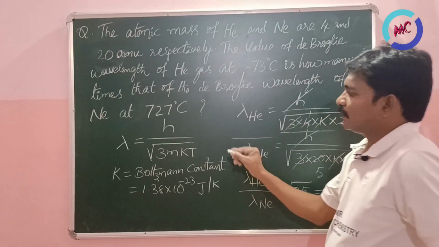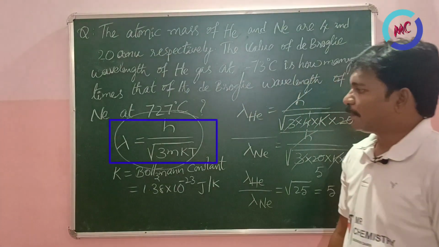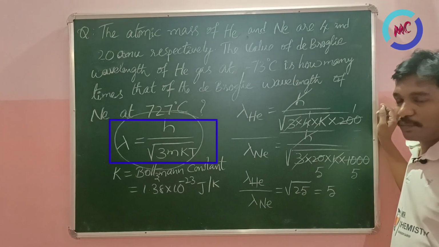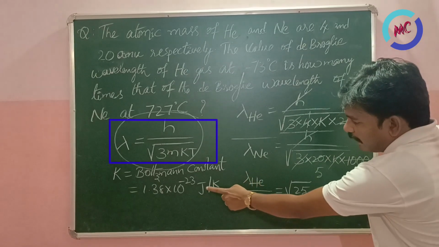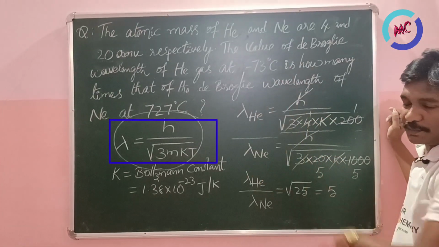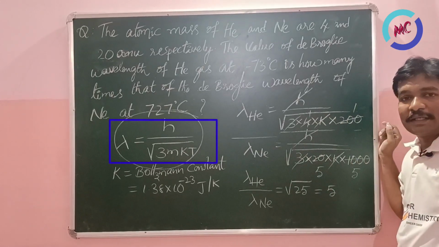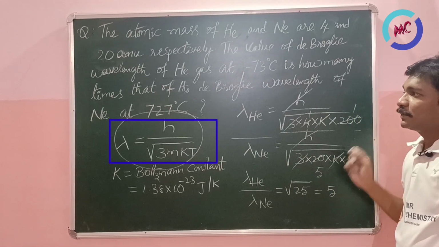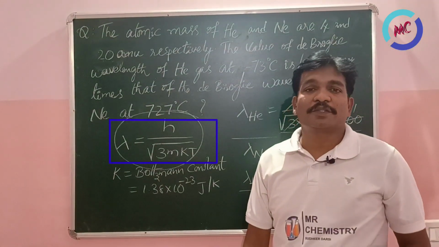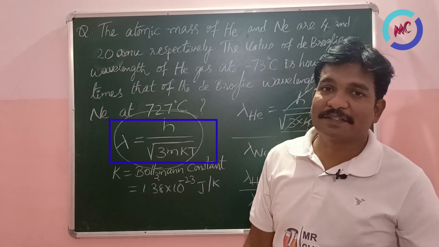This is one of the important equations: lambda is equal to h by root 3 mkT. Here k is the Boltzmann constant, and you should learn this value also. Here it's okay, but in general we have to substitute the values. Here we are going to cancel, that's why I wrote k as k. These are all important calculations for JEE Mains and Advanced, so keep on practicing them. It will come under the numerical section.